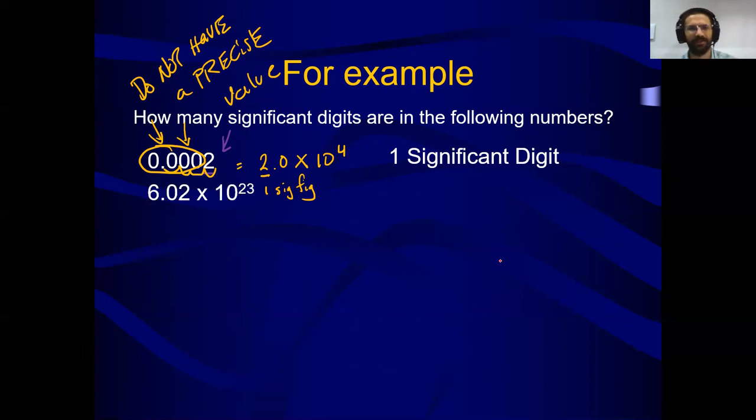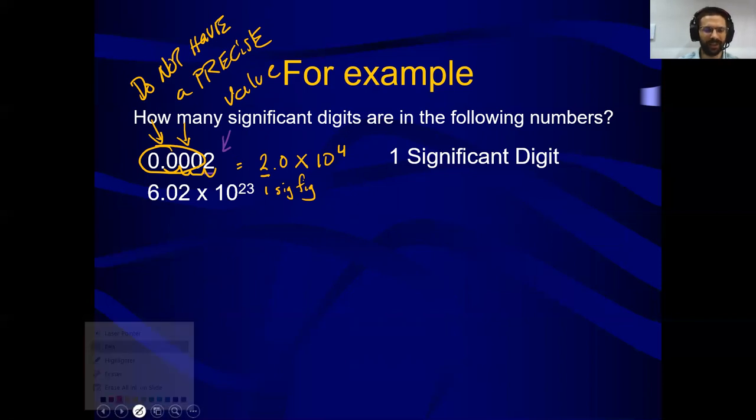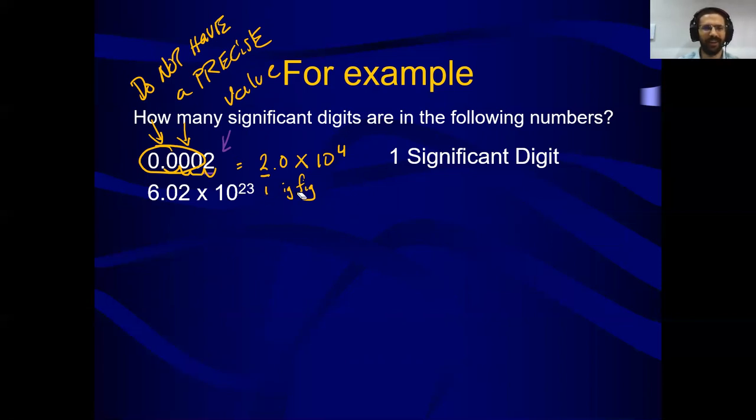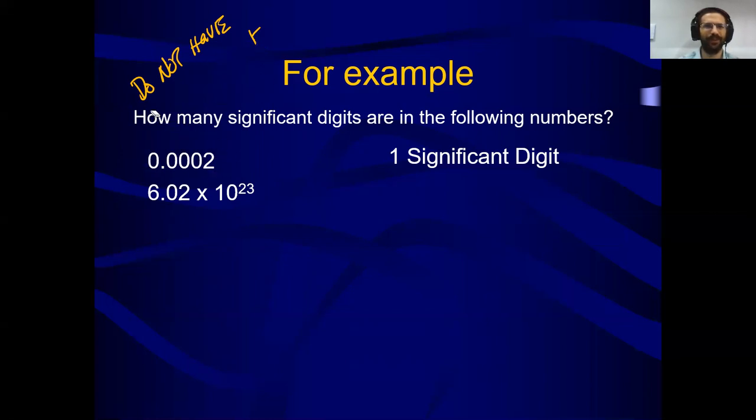Try this one. Here we have Avogadro's number. We're going to learn about Avogadro's number later in the class, probably this semester or next semester. I'm not sure, but for sure you're going to remember this number. It's a beautiful number. I just love talking about it. It's 6.02 times 10 to the 23rd. How many significant digits are there? A hint, you just want to focus on this. The answer is 3. There are 3 significant digits.